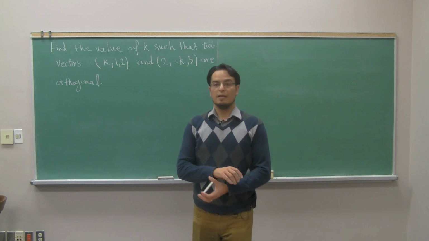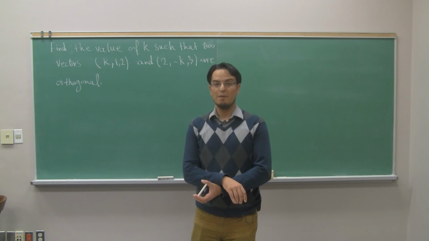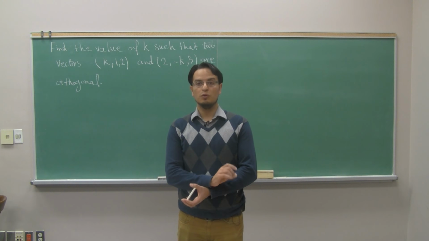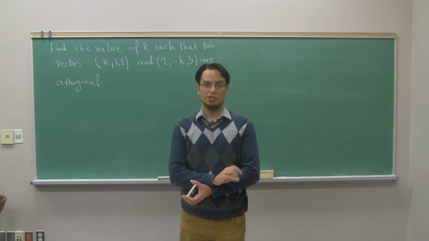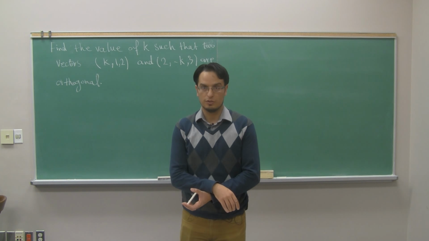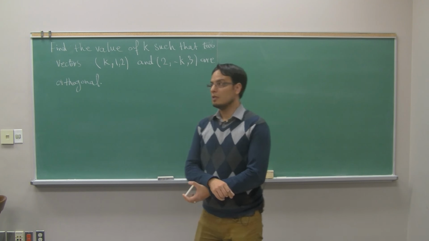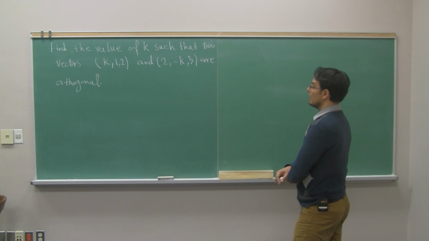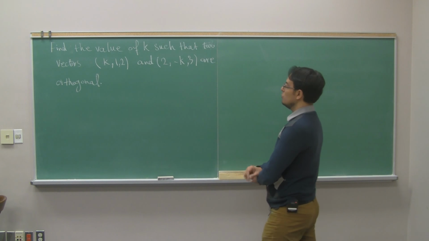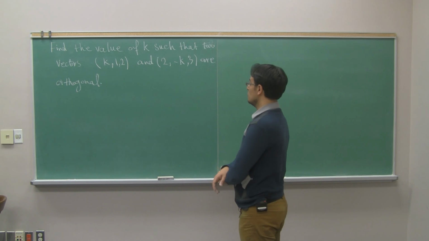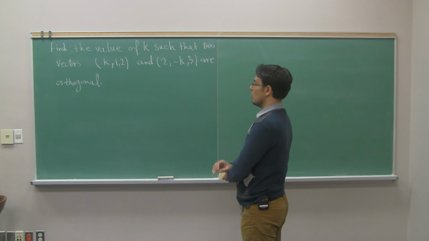Hello everyone. In this video, I'm going to do an example to show how one can check orthogonality of two vectors using dot product. Let's see what the example is. The example says, find the values of k for which two vectors (k, 1, 2) and (2, -k, 3) are orthogonal.